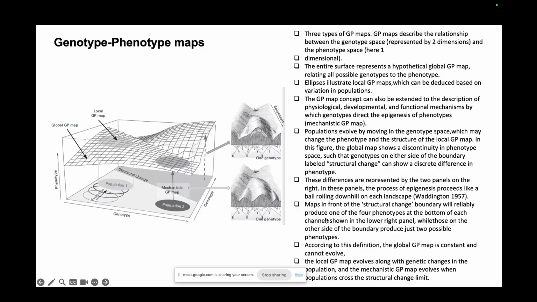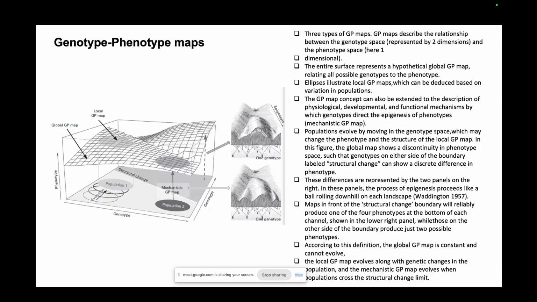The maps in front of the structural change boundary will reliably produce one of the four phenotypes at the bottom of each channel. The idea is that if you define genotype phenotype maps like this, the global genotype phenotype map of the overall individual or the species is mostly going to be constant, and it technically will not evolve.